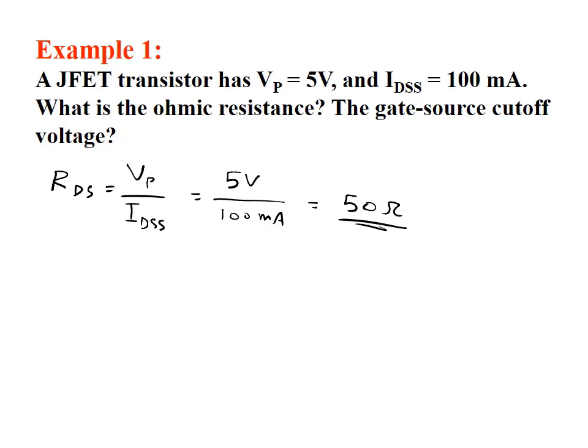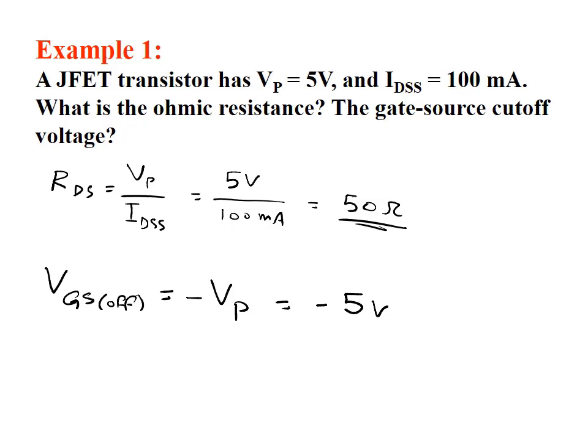And second, we have the gate to source cutoff voltage. So the required is VGS off. VGS off is always going to be minus VP, and VP, the pinch-off voltage, equals minus VGS off. So very easy, straightforward, minus 5 volt is VGS off.